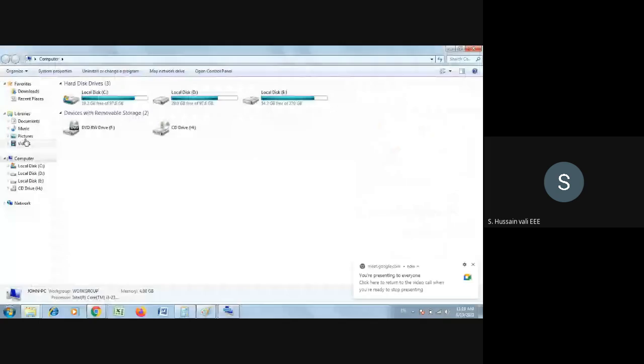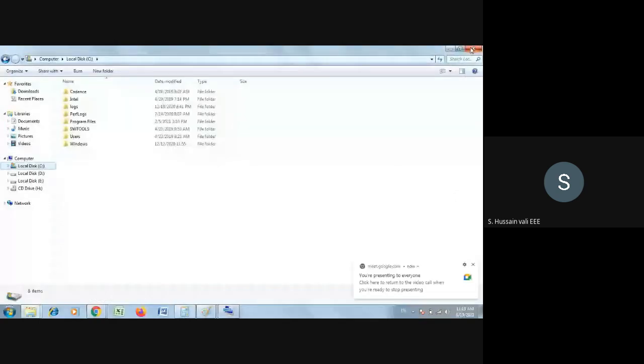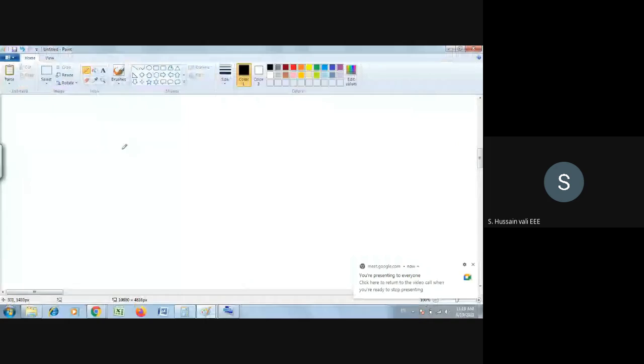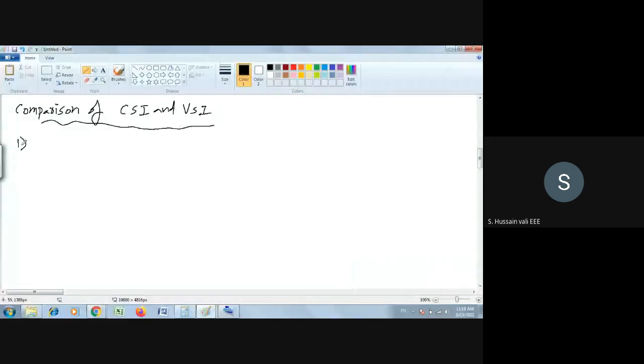Okay, now we'll go to another topic, that is comparison of CSI and VSI, that is voltage source inverter. Three comparison points are there. Important points are there, so we will discuss those points. First thing is that CSI is more reliable.